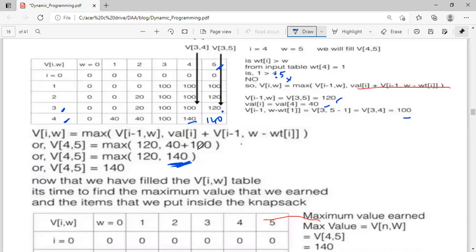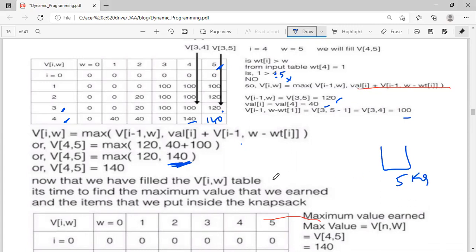Okay, we completed the problem, we filled the table. Now we need to know which item we included in the bag. That is the most important question. Okay, we completed adding the formula, and here we filled the table. Now we need to find which items are added in the bag to fill the 5 kg example.